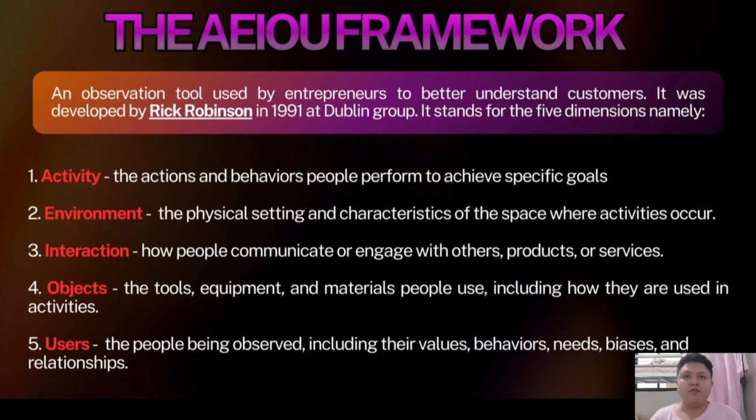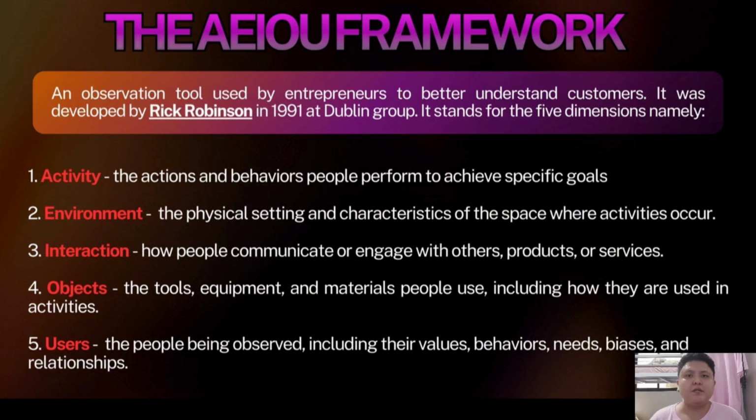AEIOU is an observation tool developed by Rick Robinson. It helps entrepreneurs understand customers by observing their behaviors. So what does it mean? A stands for activity. It means what are the people doing. E for environment, where they are doing it. I for interaction, how they interact with people or products. O for objects, the things they use. And U are the users, the people that are being observed.